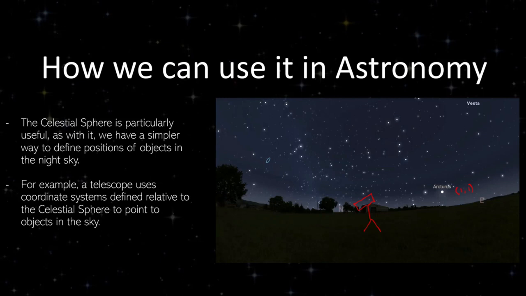And this is one of the major uses of the celestial sphere in astronomy today. It's that it allows us to define coordinate systems relative to the celestial sphere, and this allows us to define the position of objects in the night sky. We will cover some of these coordinate systems in future videos.